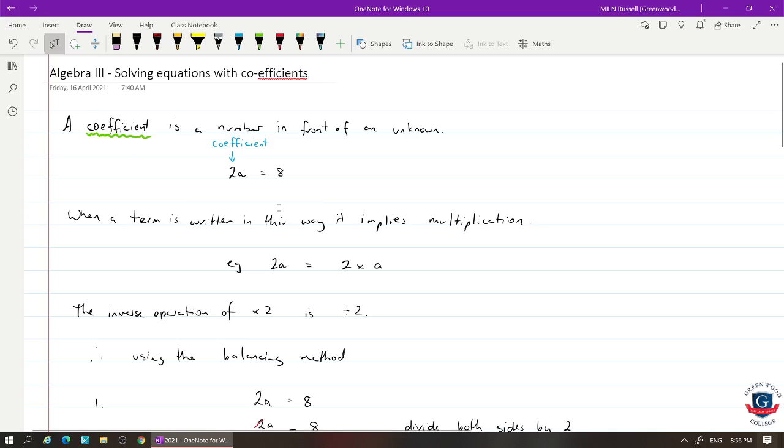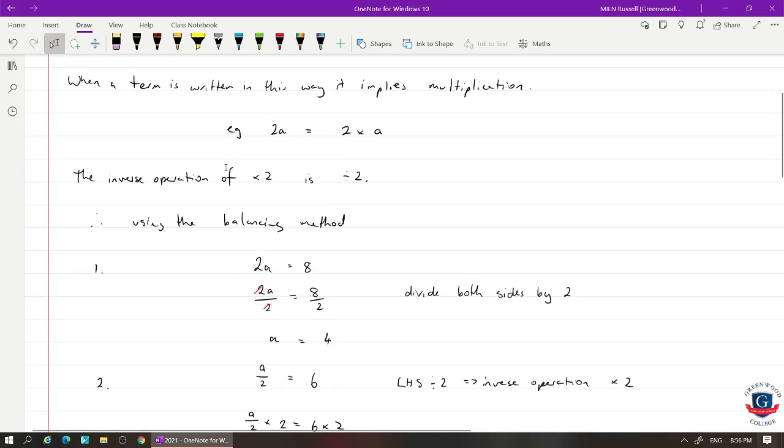There we go. Solving equations with coefficients. Now a coefficient is a number in front of an unknown. So here's our unknown, there's the number in front of it. When a term is written in this way, it implies multiplication. So 2 times a is just 2 lots of a.